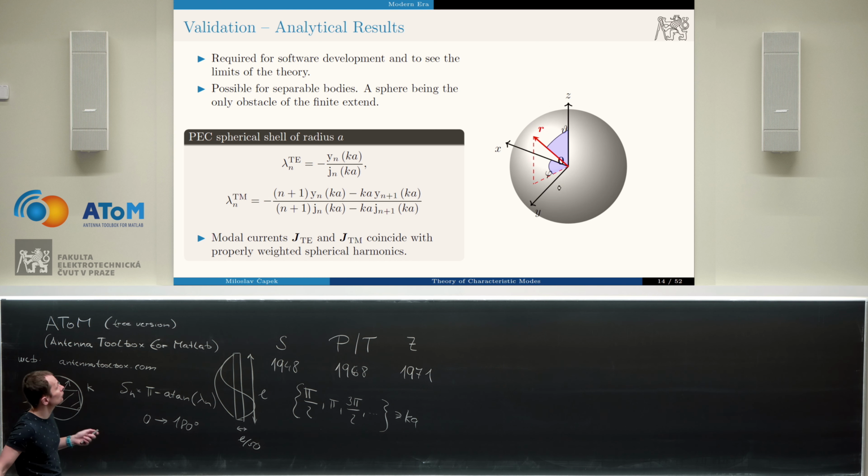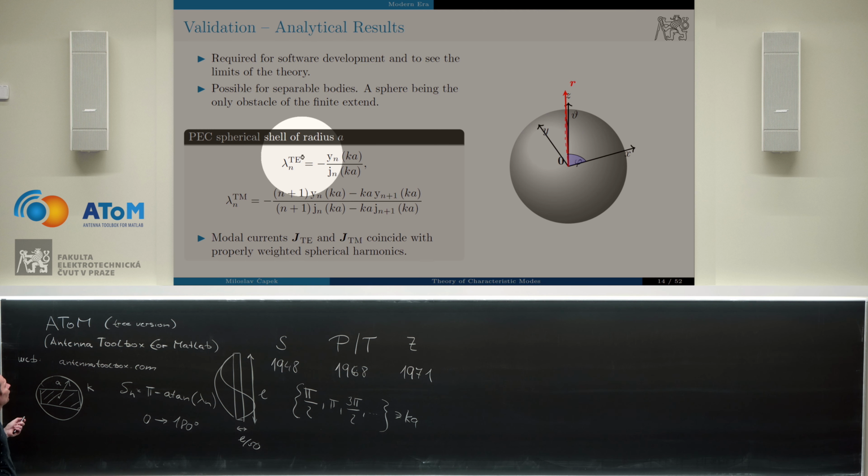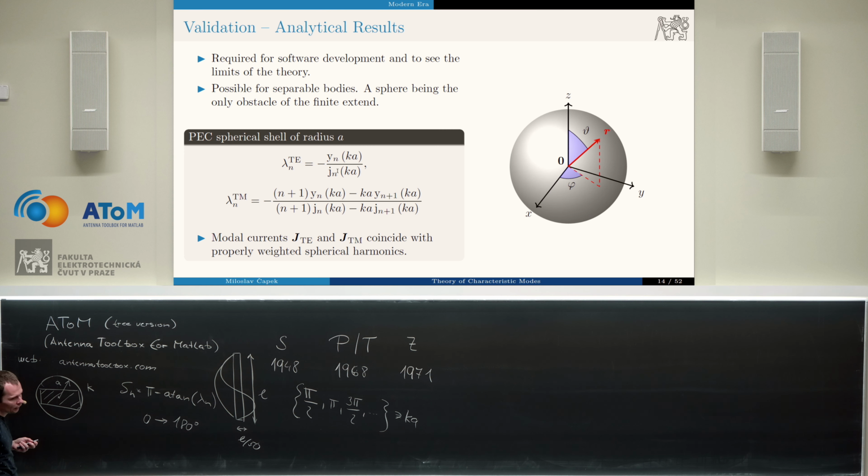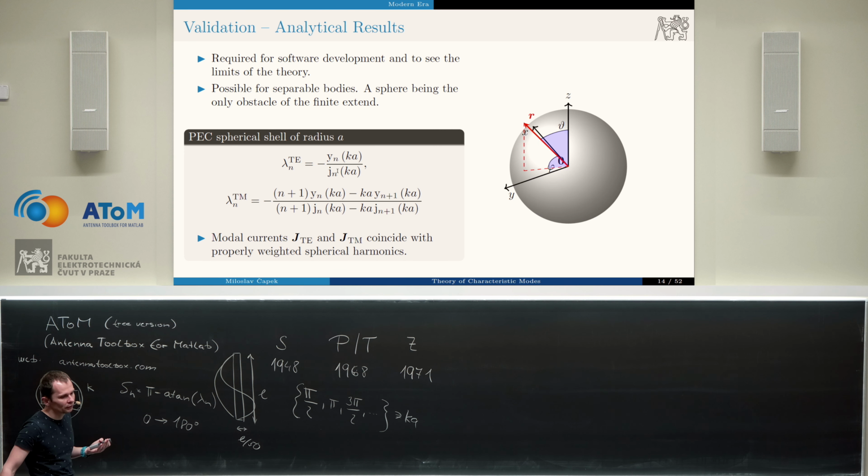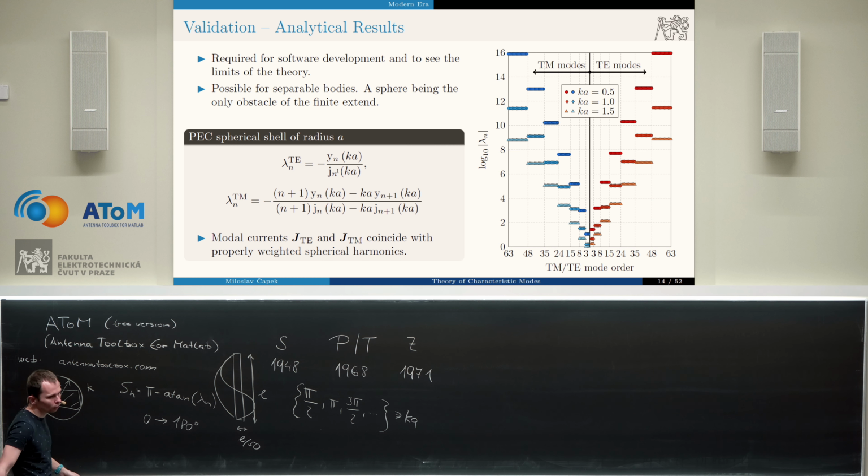And for your convenience, here you can see the analytical expressions for characteristic numbers for both TE and TM spherical waves. And you can see that they are only products of Neumann and Bessel spherical functions. So this is actually offering a very good way of how to validate your code. And of course, together with eigennumbers, you can very easily get also eigenvectors, I mean current densities, calculated analytically for the spherical shell.